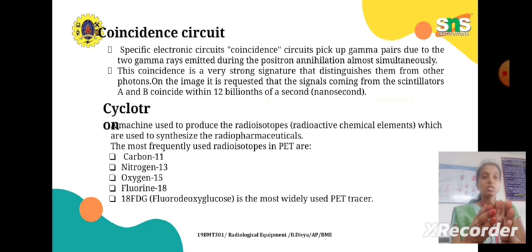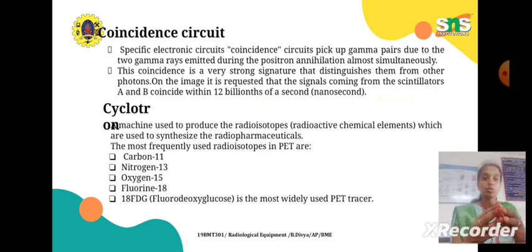On the image, it is requested that the signals coming from scintillation A and B coincide within 12 billionths of a second. 12 billionth of a second, that is 12 nanoseconds. It will take a very small time. This image will be taken.